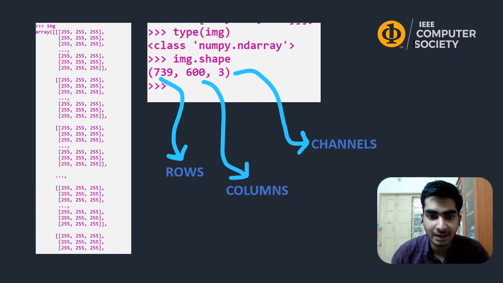So if we type the type of img, we will get numpy.ndarray, which implies that image values are stored in the form of an array. And img.shape gives the number of rows, columns, and channels in an image. A color image has three channels, namely red, blue, and green. Since we uploaded a color image, we are getting three channels.